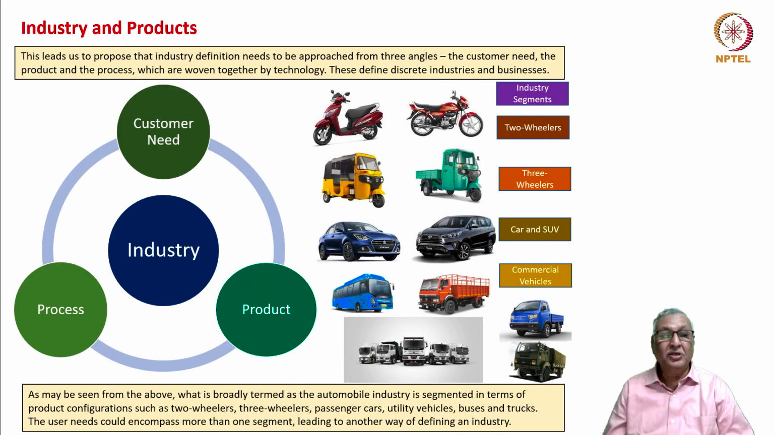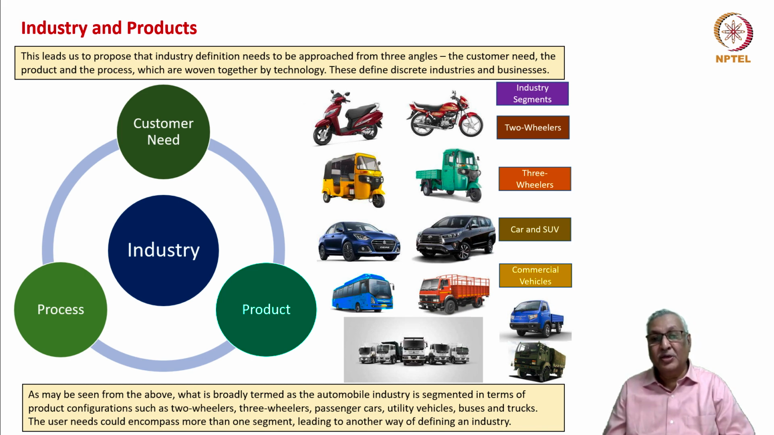There are 3 aspects of the industry triad. One is the customer need, second is the product, third is the process. These three together constitute the backbone of the industry. These also define discrete industries and businesses.